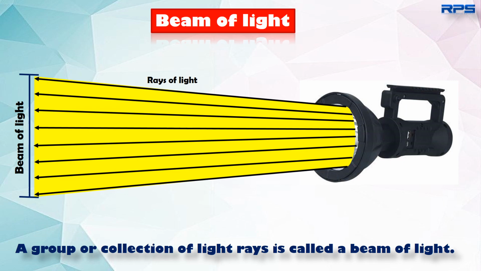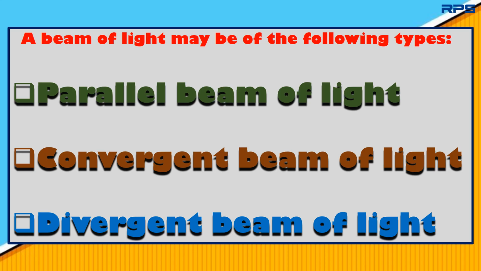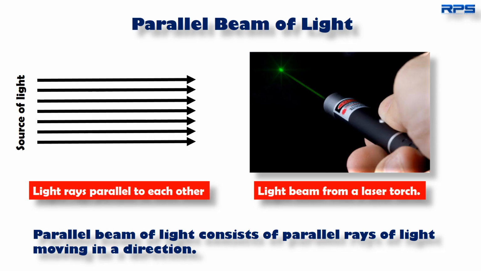A beam of light may be of the following types: parallel beam of light, convergent beam of light, and divergent beam of light. A parallel beam of light consists of light rays parallel to each other and moving in a direction. Light beam from a laser torch is an example of a parallel beam of light.